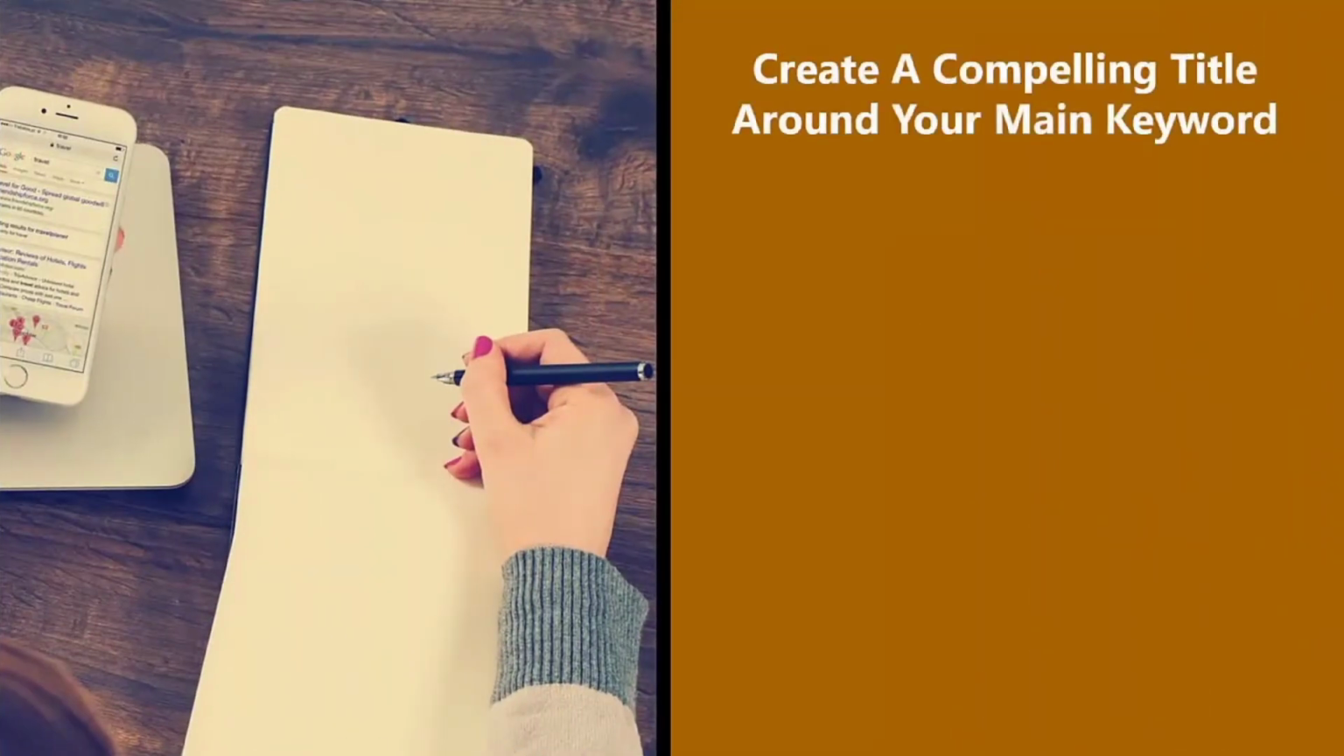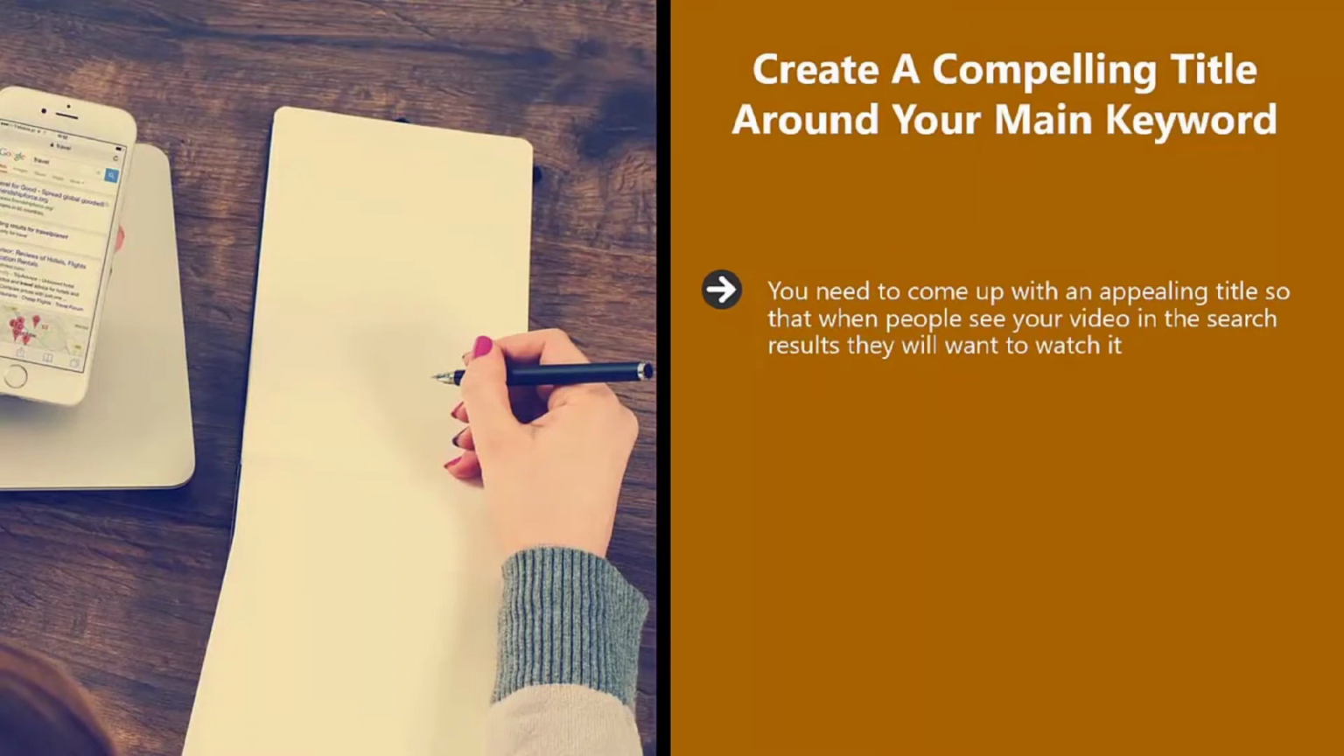Create a compelling title around your main keyword. You need to come up with an appealing title so that when people see your video in the search results, they will want to watch it. So, for our Japan example, you could use something like travel to Japan for fun and excitement. Make sure that you include your main keyword in the title. Don't just leave the title as travel to Japan. This will not inspire that many people to watch your video.